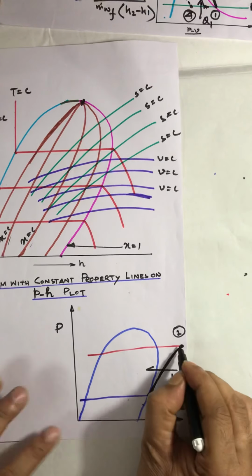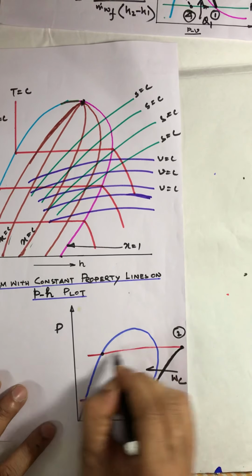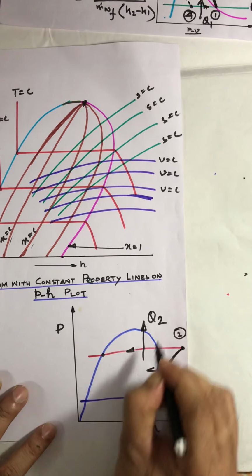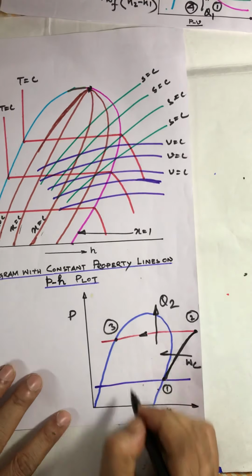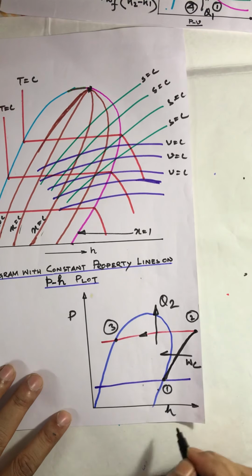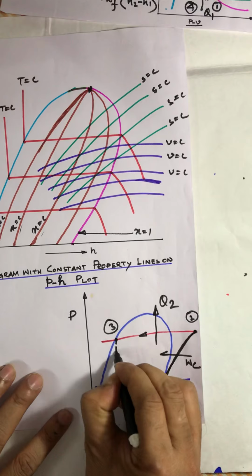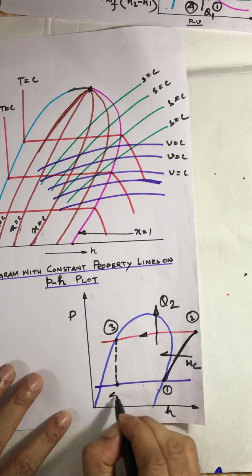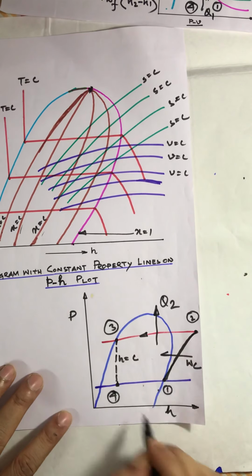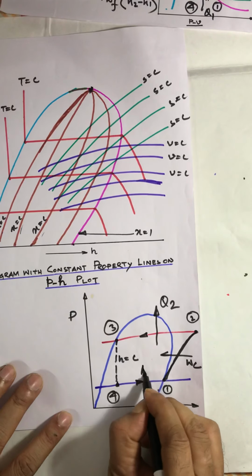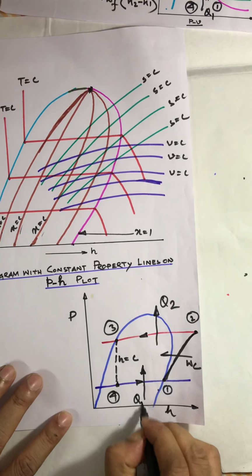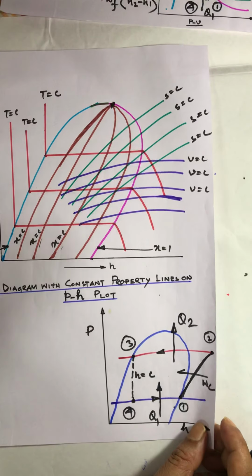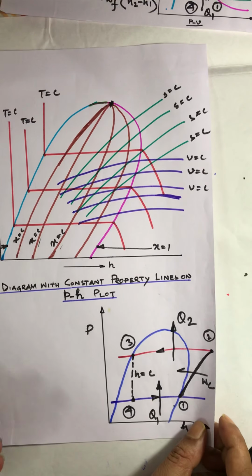So 1 to 2 is Wc, 2 to 3 is isobaric heat rejection in the condenser by Q2, and 3 to 4 is a constant enthalpy process, the throttling process. Here also we have to use a dotted line because this is an irreversible process. 3 to 4, H constant, and 4 to 1 is heat addition by Q1 in the evaporator section. So this is the process which has been discussed earlier with the help of HS, TS and PV diagrams.